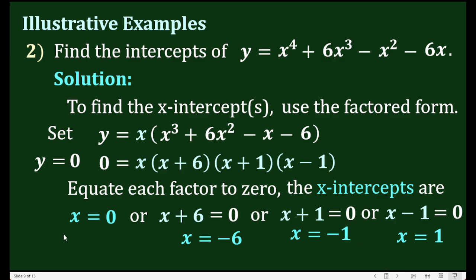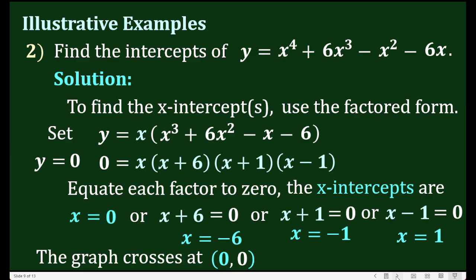So the x-intercepts are these 4 values, which means the graph of the given polynomial function will cross the x-axis at 4 points. And these are (0, 0), (negative 6, 0), (negative 1, 0), and (1, 0).